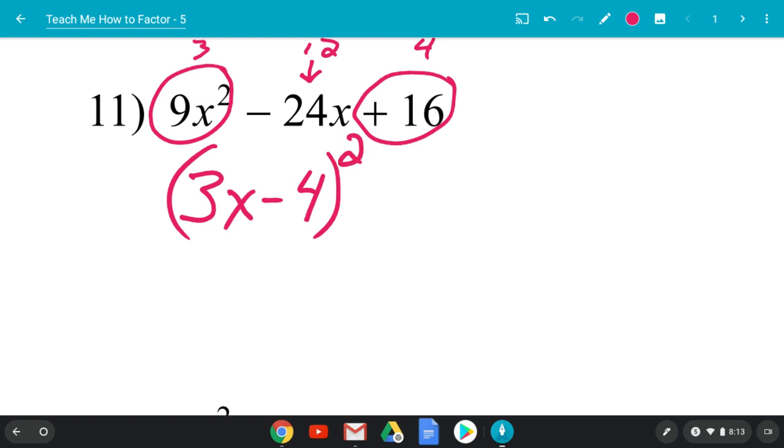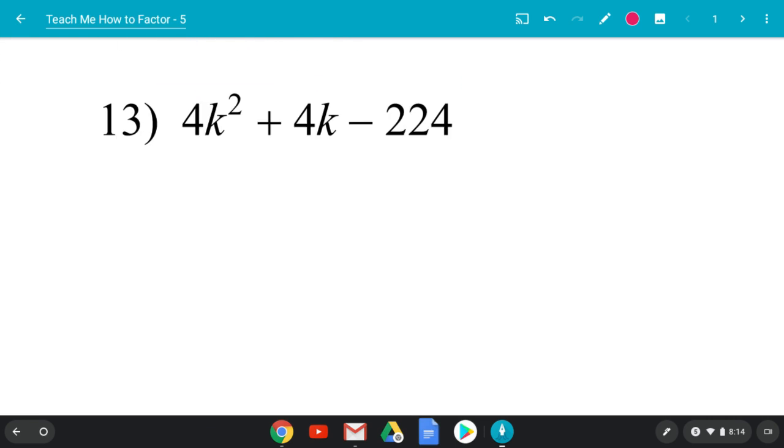Say that when you want to put the whole parenthesis to a power, say quantity squared. Quantity means, hey, put a parenthesis around it. Okay, how many people got that one right? Good. So the two special cases, difference of squares and perfect square trinomial, we're good? Golden. All right. Number 13.